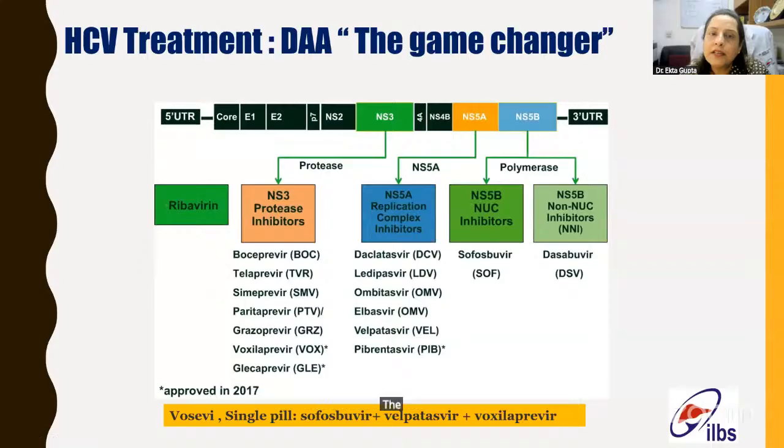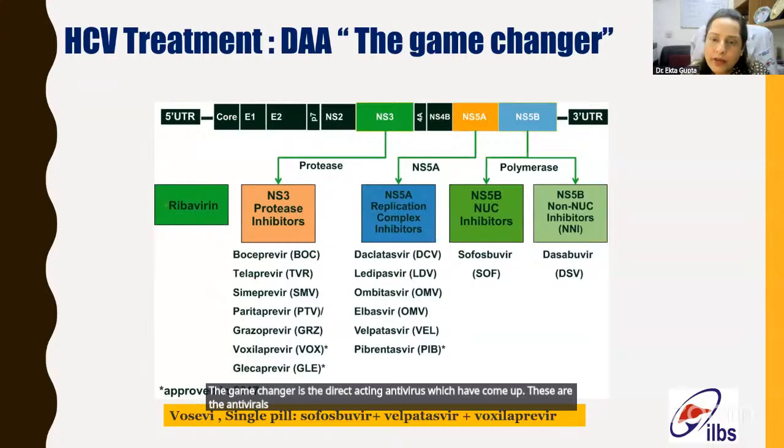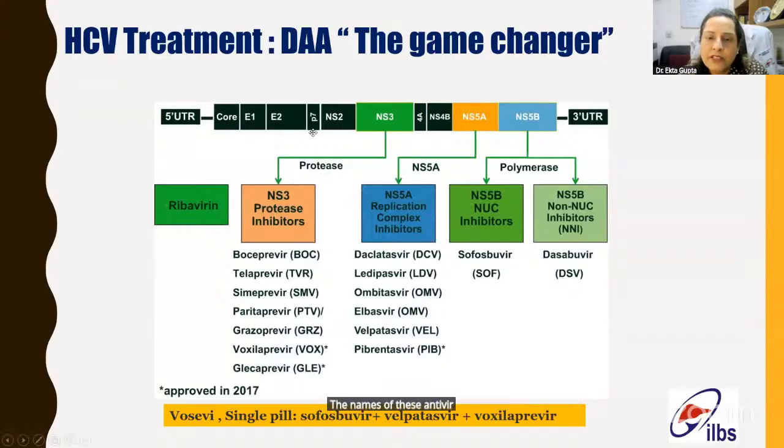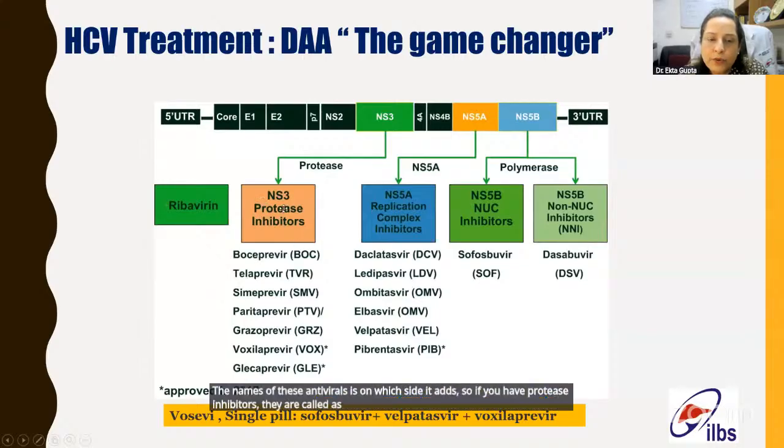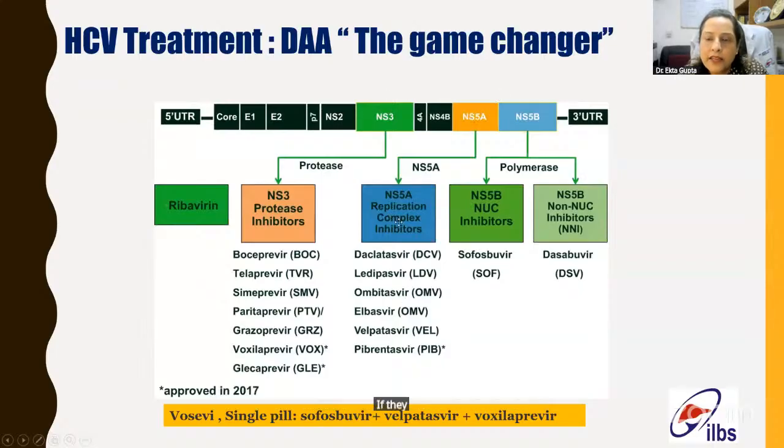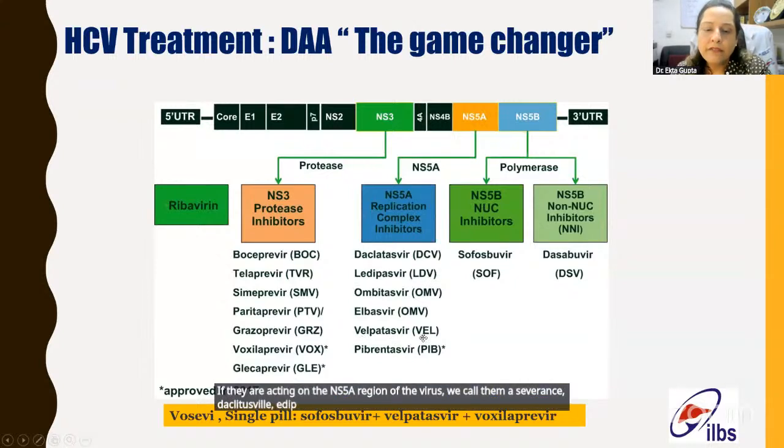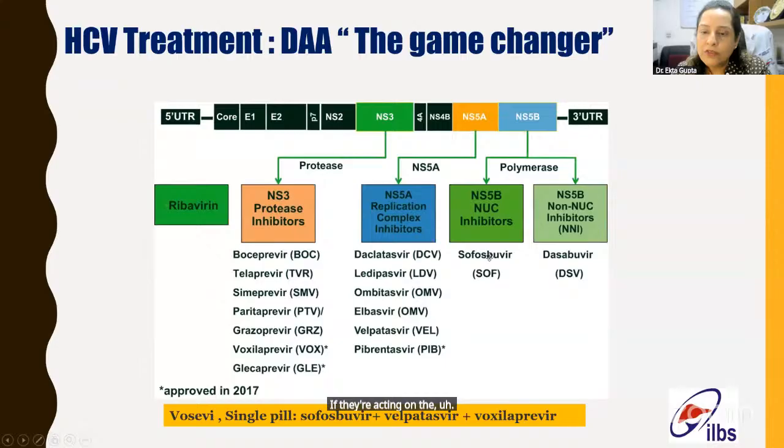The game changer is the direct acting antivirals which have come up. These are the antivirals which are all oral and they act on the viral genomic region of the virus. The names of these antivirals depend on which site they attack. If you have protease inhibitors, they are called Previrs. They act on the NS3 region of the virus. If they are acting on the NS5A region of the virus, we call them Asvirs: Daclatasvir, Ledipasvir, Velpatasvir. If they are acting on the NS5B region, we call them Buvirs. So they are inhibiting the polymerase.